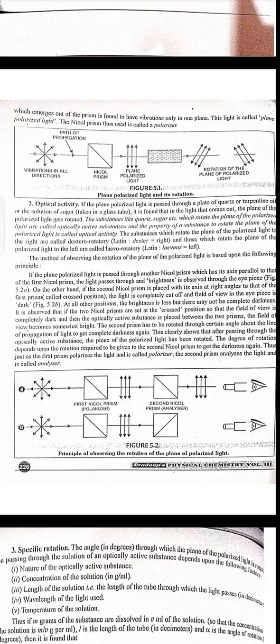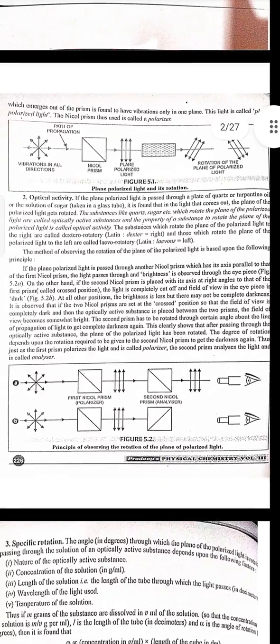Second one is optical activity. If the plane polarized light is passed through a plate of quartz or turpentine oil or the solution of sugar, it is found that in the light that comes out, the plane of the polarized light gets rotated. The substances like quartz, sugar, etc., which rotate the plane of polarized light are called optically active substances. And the property of a substance to rotate the plane of the polarized light is called optical activity. The substances which rotate the plane polarized light to the right are called dextrorotatory, and those which rotate the plane of the polarized light to the left are called levorotatory.